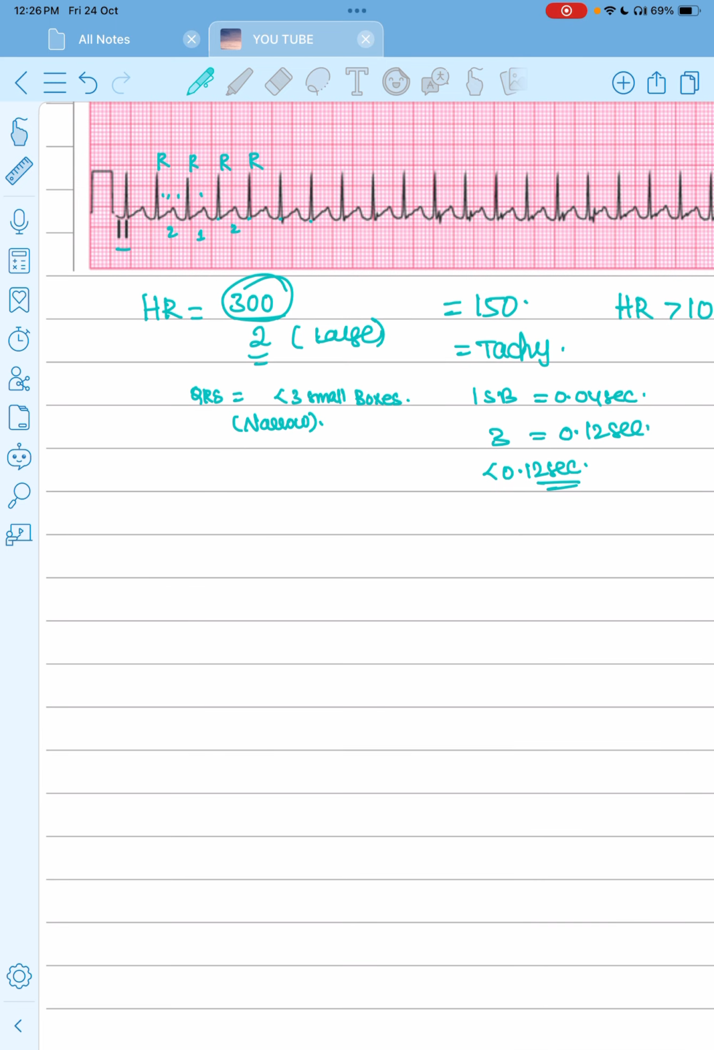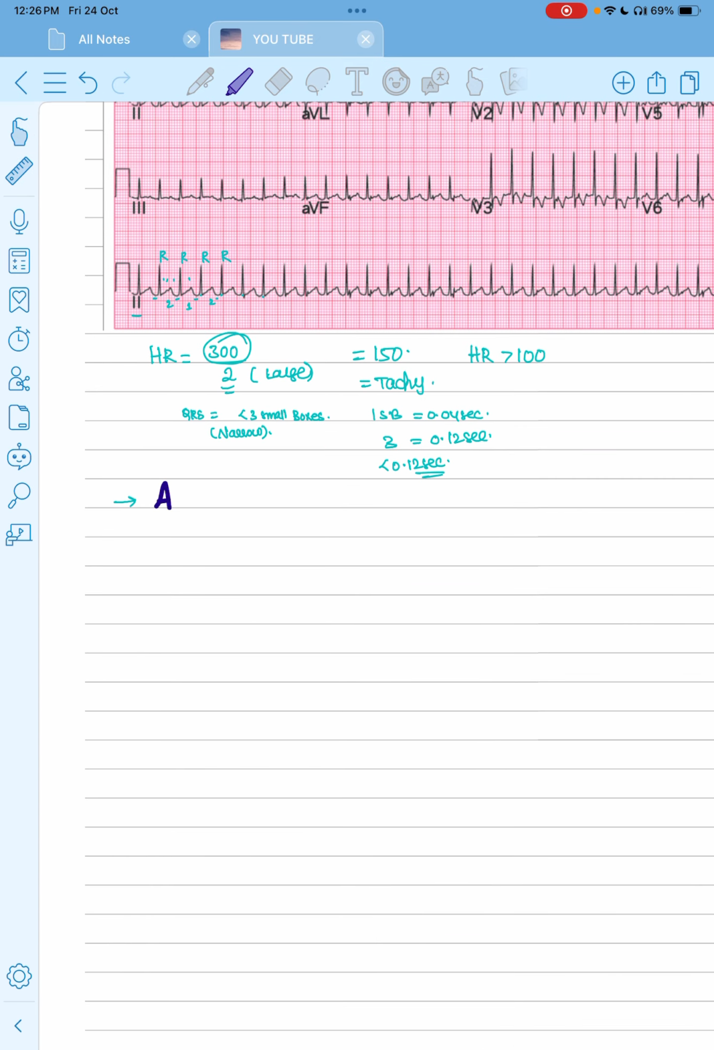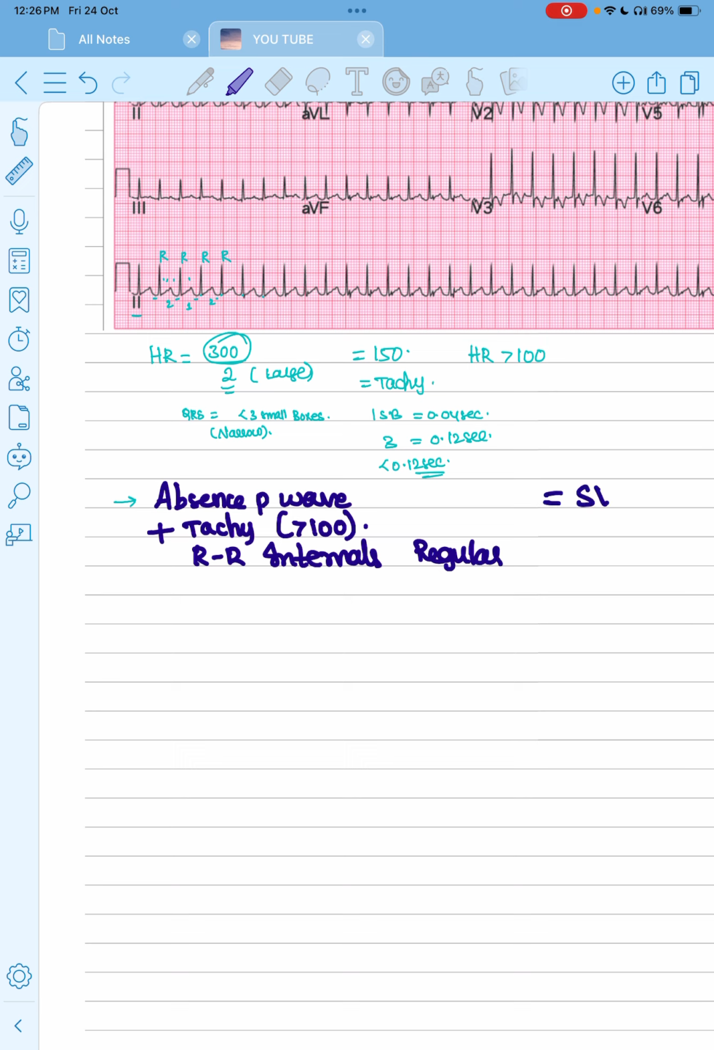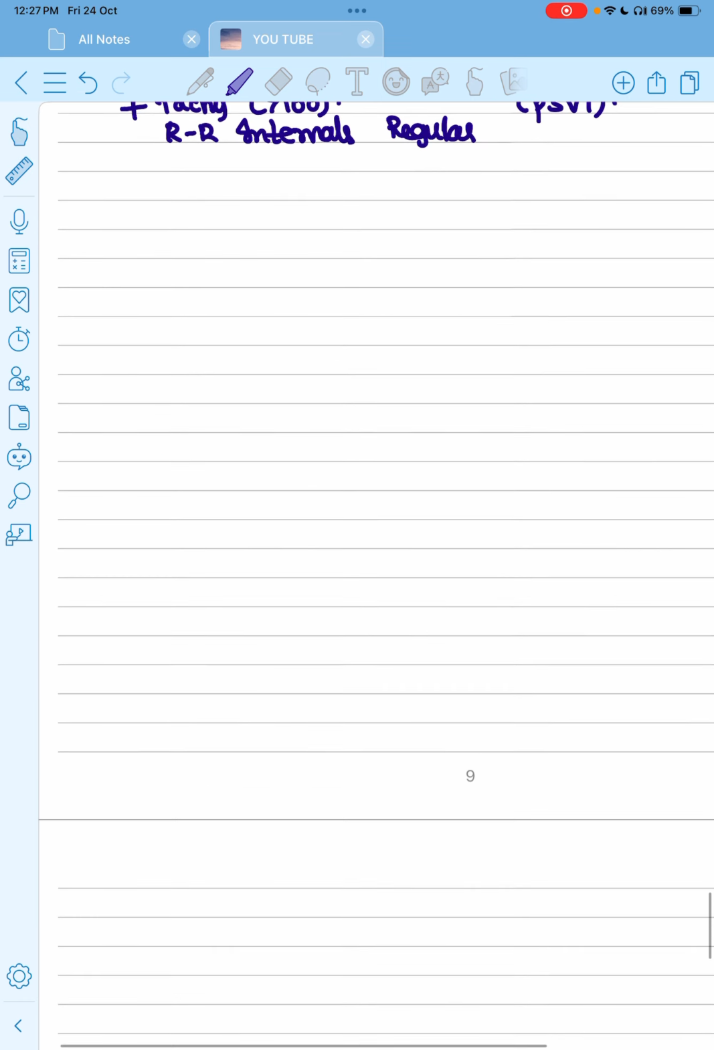And if you see the P wave, it is not properly seen. Here the P waves are hidden in the T wave. So the ECG tells us that there is absent P wave, and there is tachycardia because the heart rate is more than 100. But the rhythm is regular. The distance between two RR intervals is regular. So this is a case of supraventricular tachycardia or paroxysmal supraventricular tachycardia.